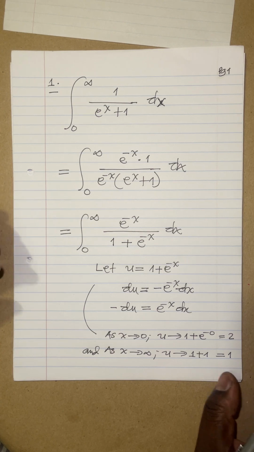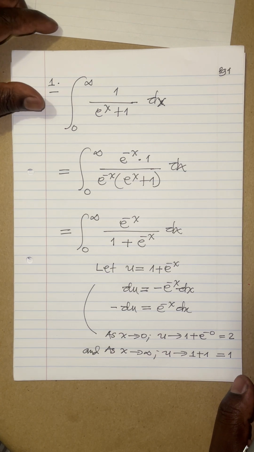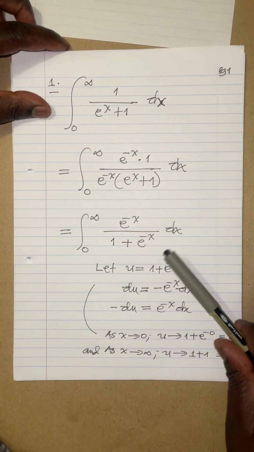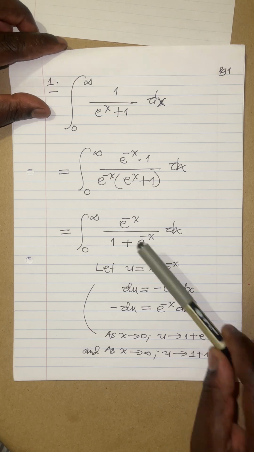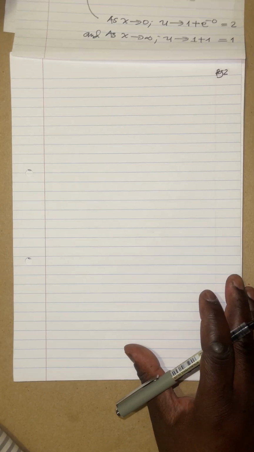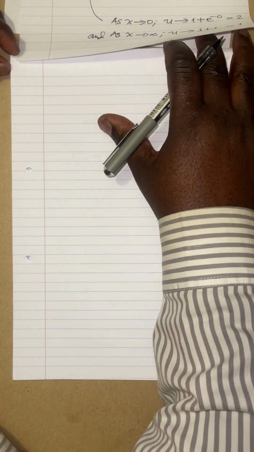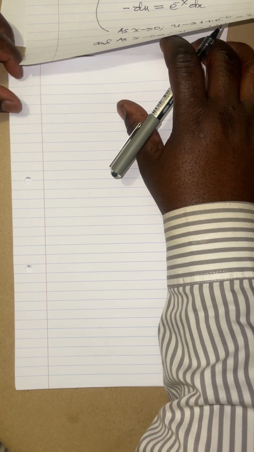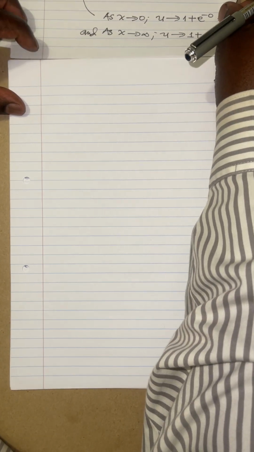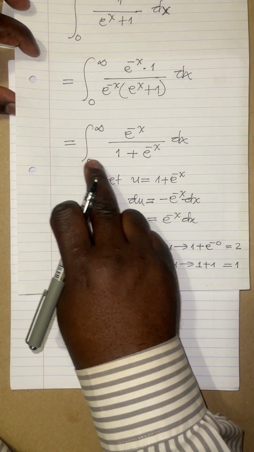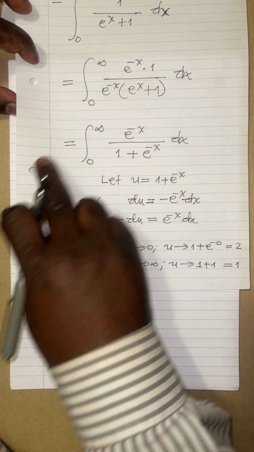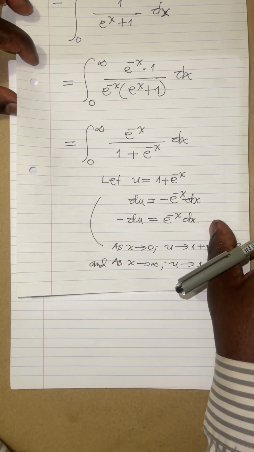So now we are fine with limits of integration as well as the integrand, because the integrand now will have to change. Let me rewrite this so you see what I mean. Page 2. So what we have now is the following. What we have now is this expression here, this integral, will have to change in terms of limits and also the integrand.